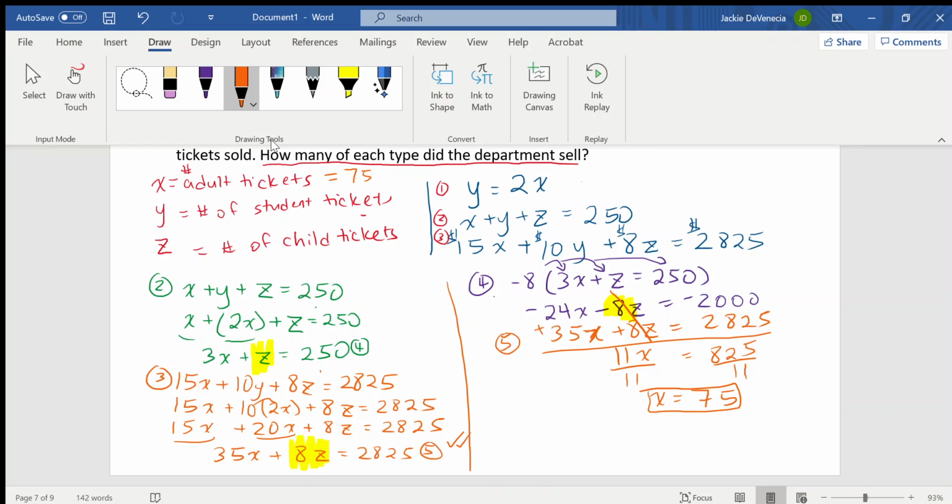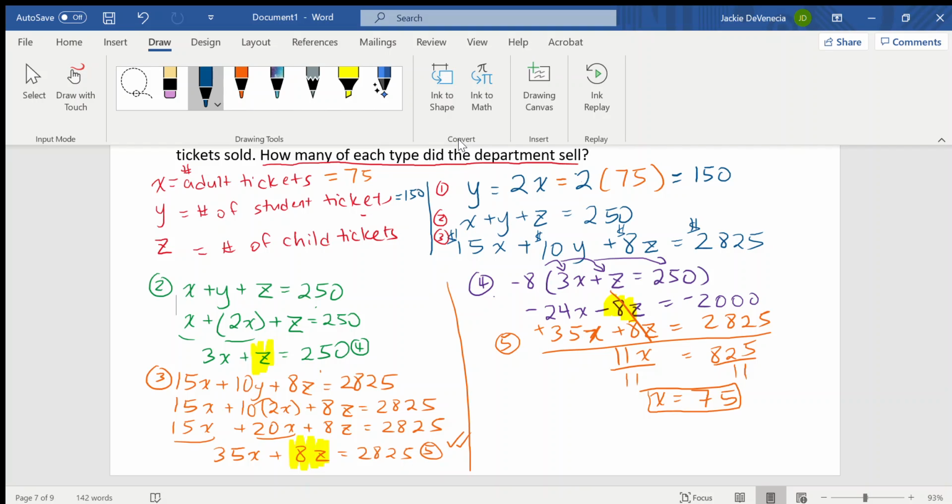Now, we've seen this before. We have to be careful where we plug things in. In my first three equations, you see over here y is equal to 2x. So for me to find the number of student tickets, I just need to plug in 75 where I see x. So instead of writing 2 times x, I'll write 2 times 75, which is 150. How many student tickets are there? There's 150.